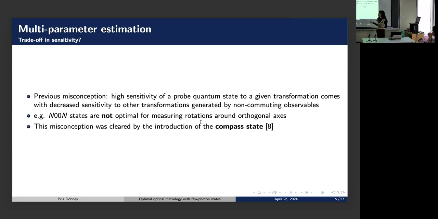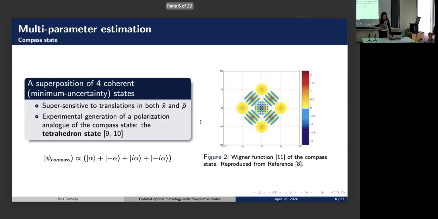It turns out that this is not always true, and this misconception was cleared up by a special state known as the compass state, which is a superposition of 4 coherent states. This is what its Wigner distribution looks like, which is a quasi-probability distribution, and it's called the compass state because we have the 4 coherent state blobs at 4 points of a compass. The special thing about the compass state is that it is super sensitive to measuring displacements in both position and momentum, and we all know that those don't commute.